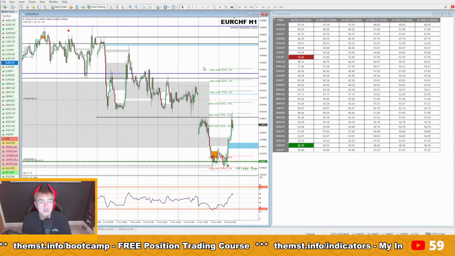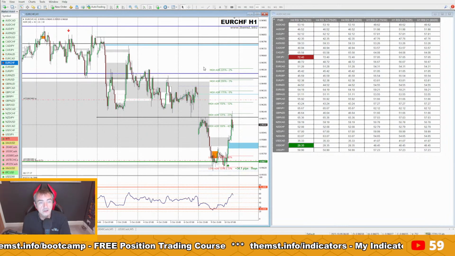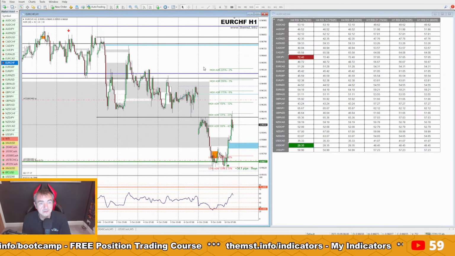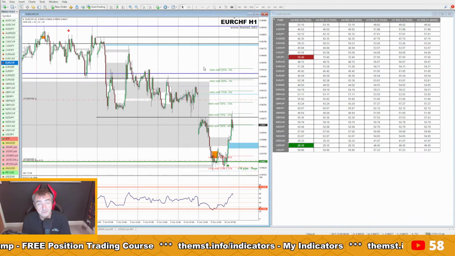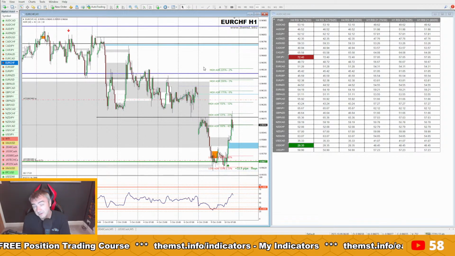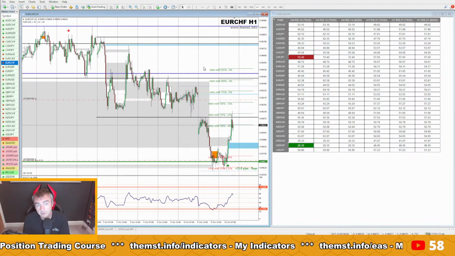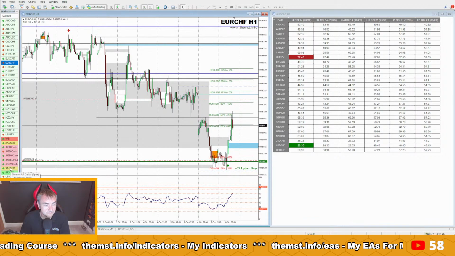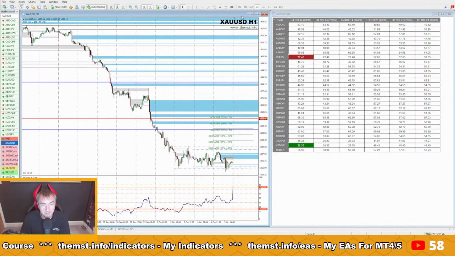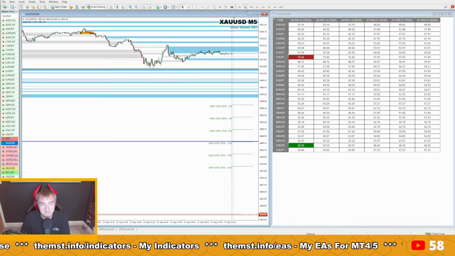So any ideas about gold and silver? Gold will be going up at the moment because the US dollar is going down. So will silver. I don't know where it's going this week because it depends on where the US dollar goes. If the US dollar goes up, it'll go down. If the US dollar goes down, it will go up. It's just the US dollar cross.